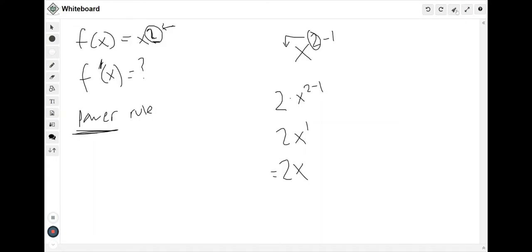Let's try that one more time. Let's take x squared, and with the power rule, we locate our exponent, move it to the front, and then subtract 1 up here. So we get 2 times x to the 2 minus 1, which is 2 x to the first, which is 2x.